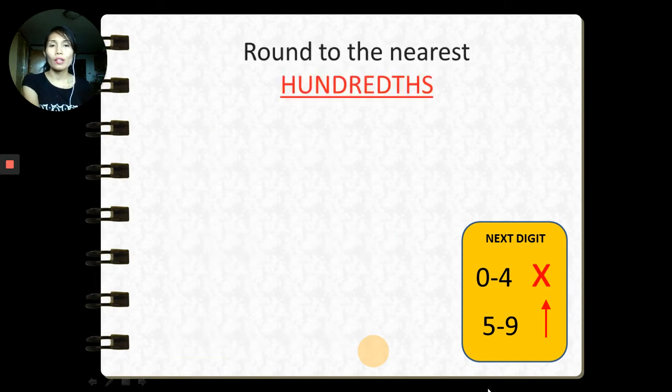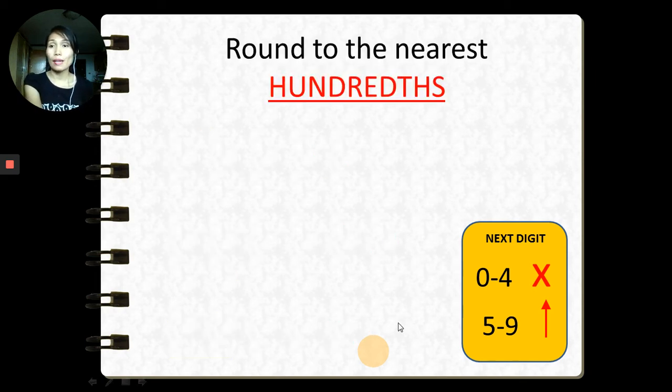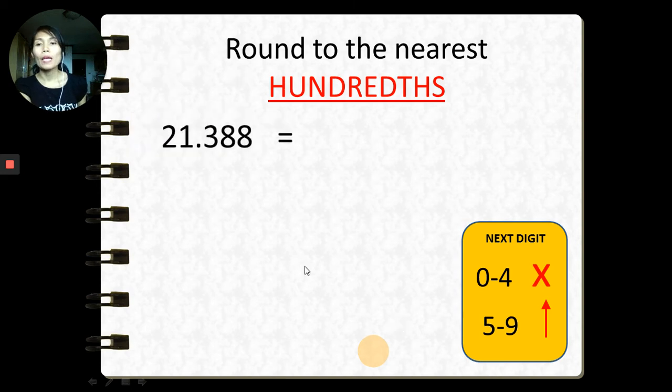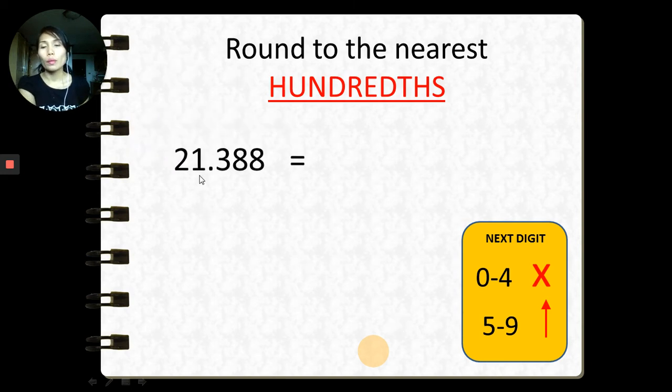So that's it. Now let's try rounding to the nearest hundredths. Okay, so here is the given number, 21.388 thousandths. So hundredths is up to 8. Hundredths should have 2 digits after the decimal point.